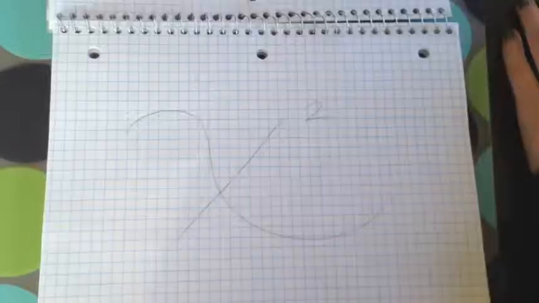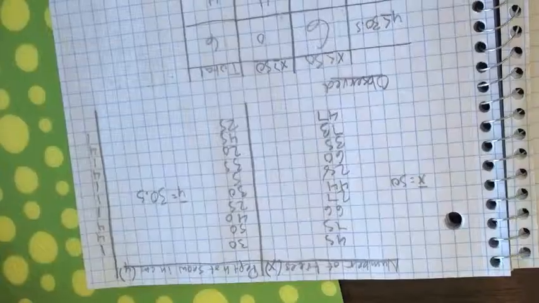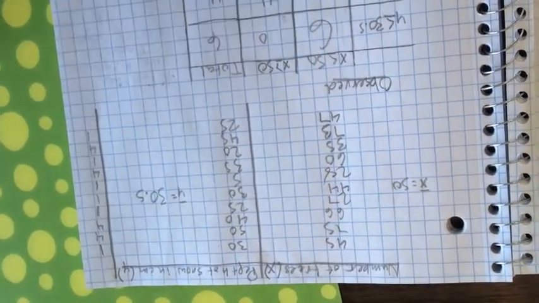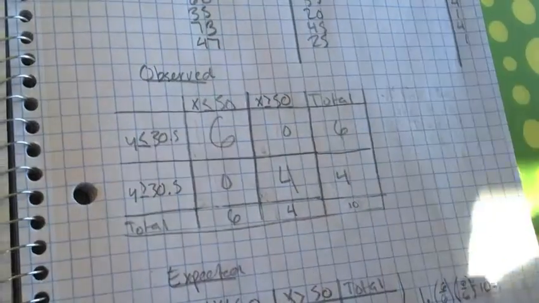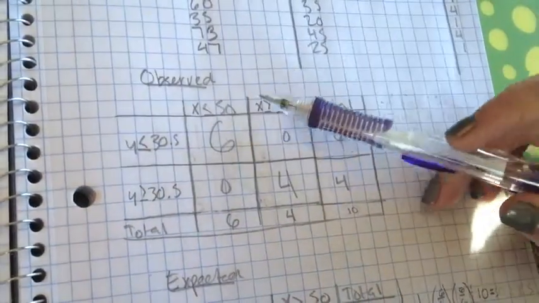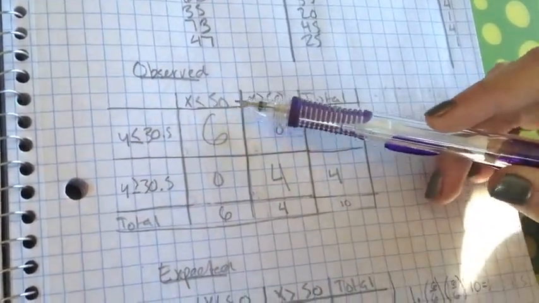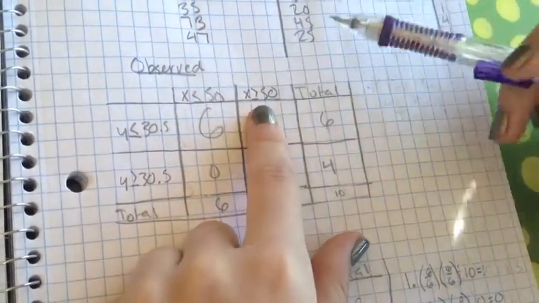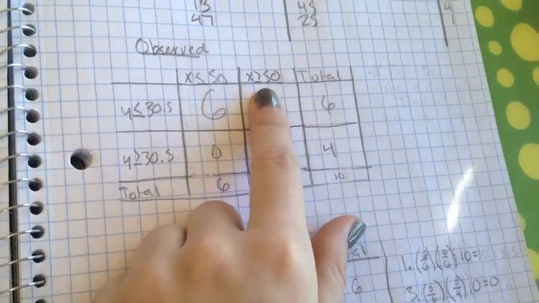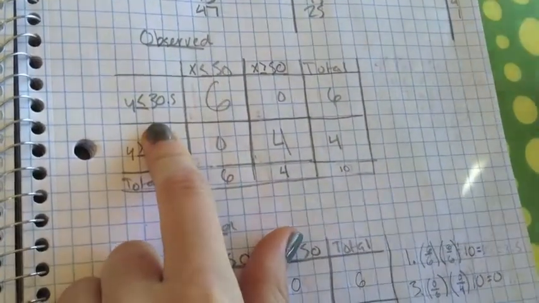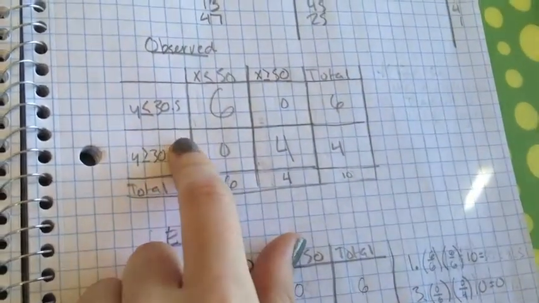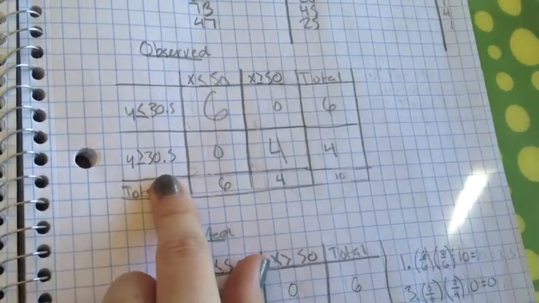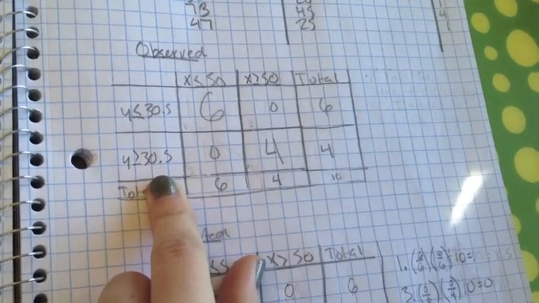Chi-squared measures the theoretical probability versus the actual data. The symbol for chi-squared. Same data we used for correlation, we're going to find chi-squared. First, I made an observed data chart with one category as x is less than or equal to 50 and one with x is more than or equal to 50. On the other side, it was y is less than or equal to 30.5 and y is greater than or equal to 30.5.